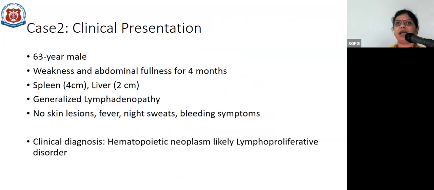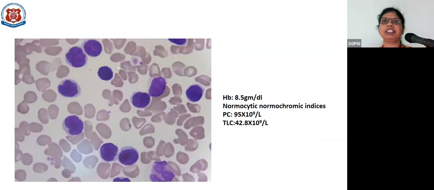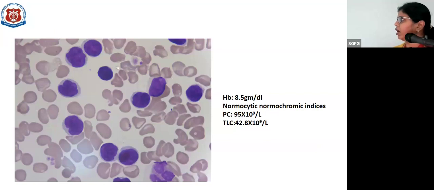So the profile from the clinical history makes it likely to be a lymphoproliferative disorder. First and foremost, we'll see the peripheral blood smear. So here you can see that there's an increased count, and you can see there is an increased proliferation of lymphoid cells. Now, this is a normal lymphocyte. If we compare with this, we can see the cells are larger, that is medium sized, and they have irregular nuclear outlines. A few also had slight cytoplasmic projections.